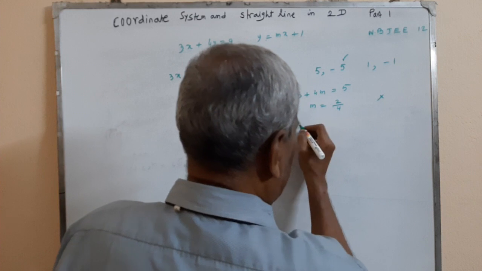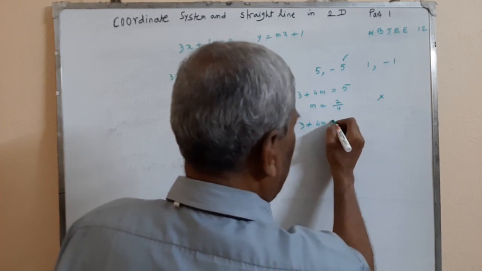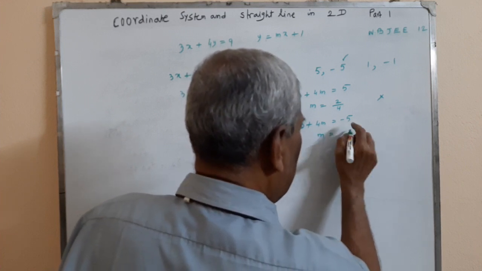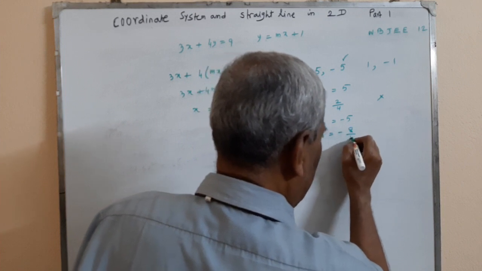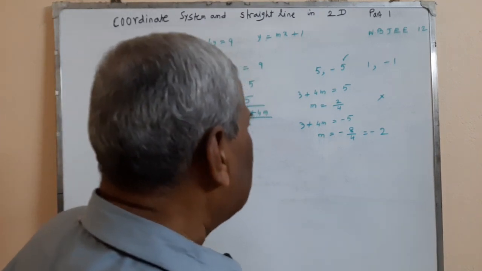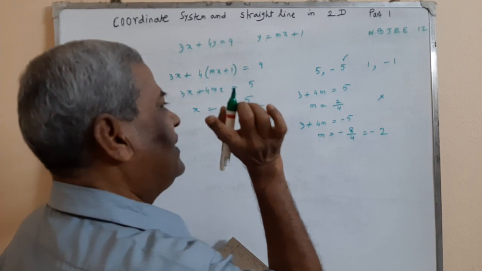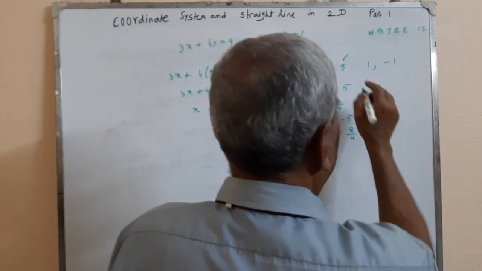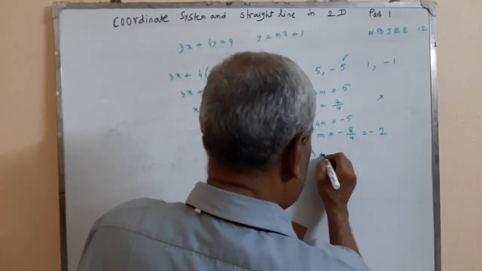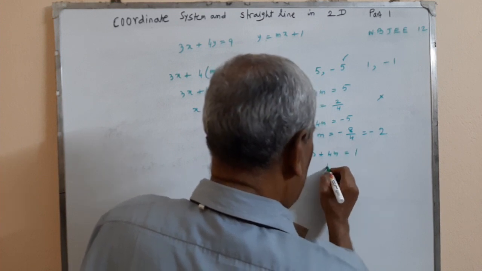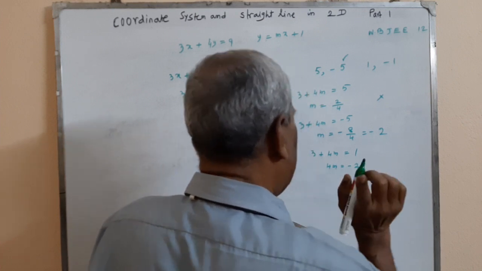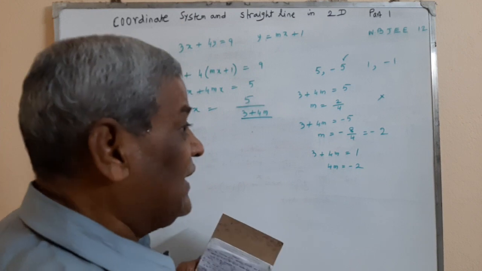Now take it is minus 5. 3 plus 4m is equal to minus 5. Then 4m is equal to minus 8, so m is equal to minus 2. It is an integer. So m is equal to minus 2, x coordinate is an integer. So one is correct. Now take 1. Then 3 plus 4m is equal to 1. 4m is equal to minus 2. M is equal to minus half. It is not an integer.